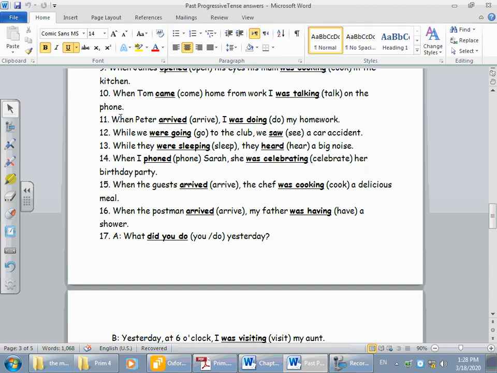Number 11: When Peter arrived, I (do) my homework. After when comes past simple. When Peter arrived, I... second verb, past progressive, was doing.